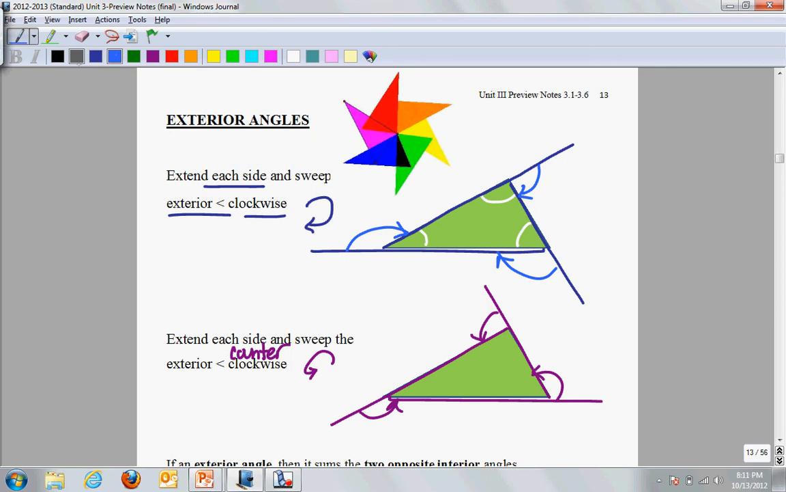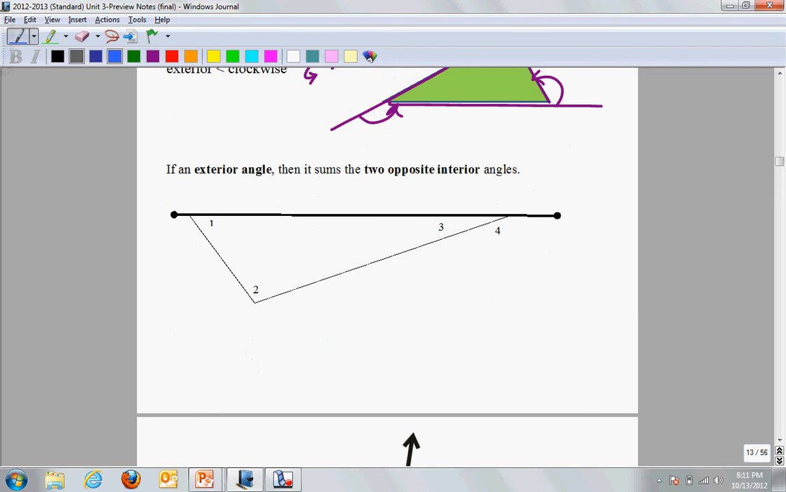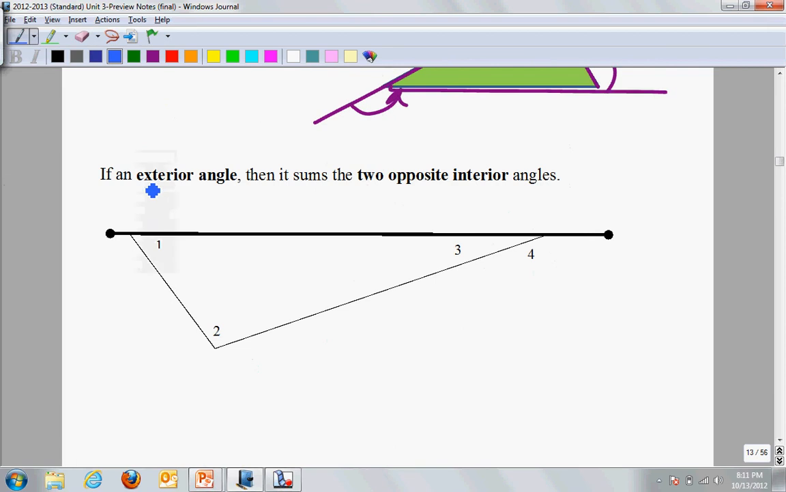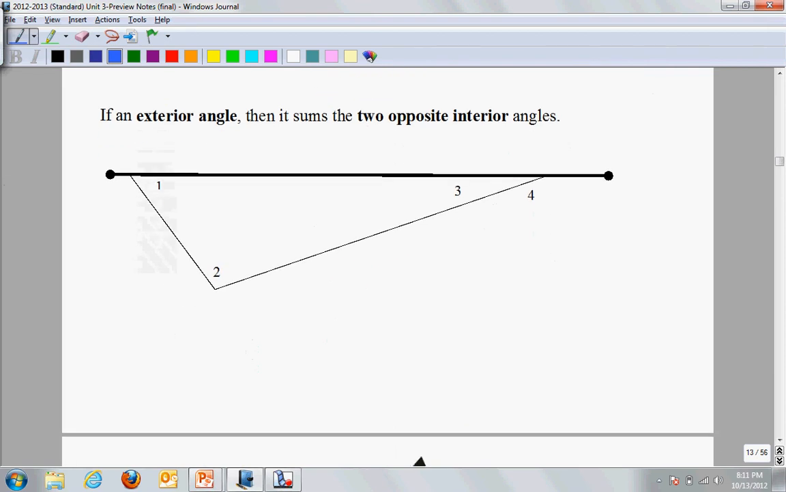They resemble a pinwheel. Now these exterior angles have a very simple property, and that is this. Every single exterior angle is equal to the sum of the remote interior angles that are opposite of it. For example, this exterior angle 4 is going to equal the remote, which means far away, interior angles. This exterior angle is equal to the remote interior angles added together.